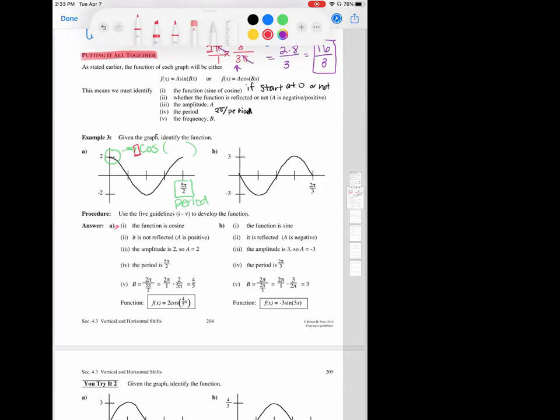So right here, the function is cosine. 2, it is not reflected, A is positive. If it were reflected, then my graph would begin down here and go this way. That would let us know it's reflected. 3, the amplitude is 2, so A is 2, right? We see this 2 right here. This lets us know our amplitude.